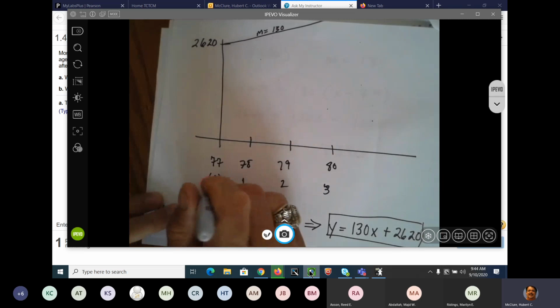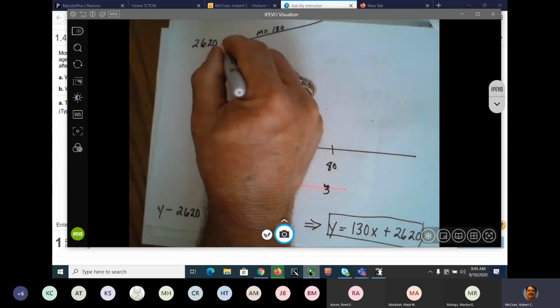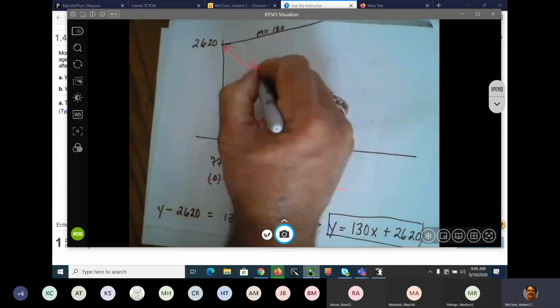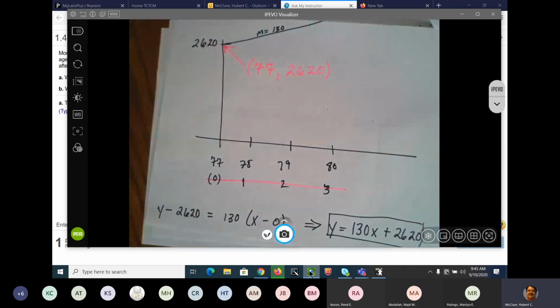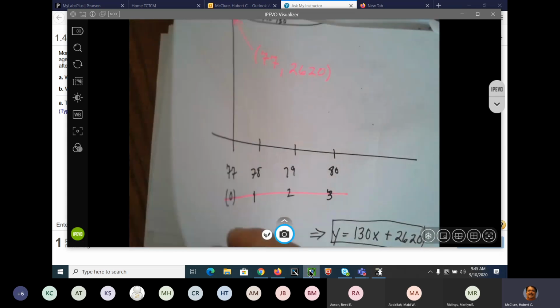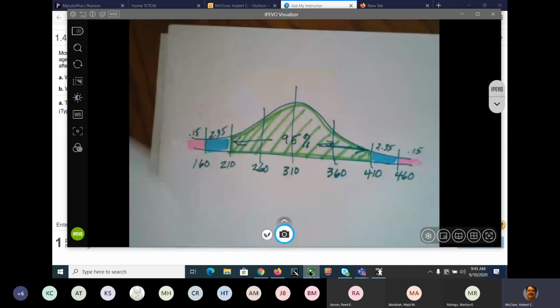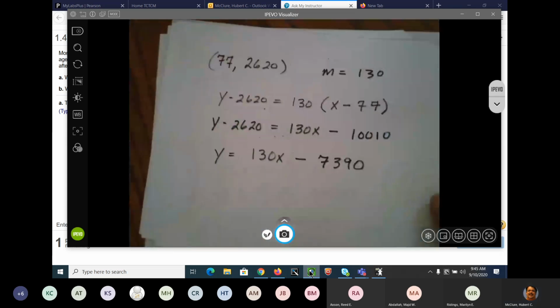So this point right there is 77, 2620. And when you plug those two numbers in, you get the answer. I plugged in 0 instead of 77. And like I said, most of the time, they want you to do that. And when you do that, here it is.